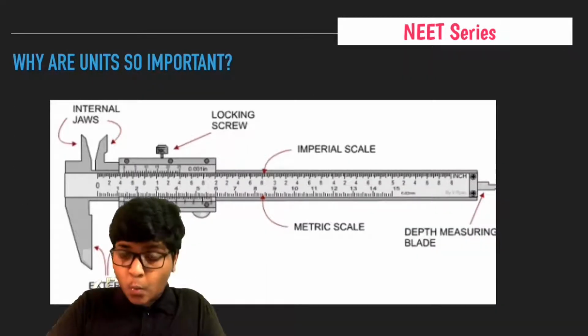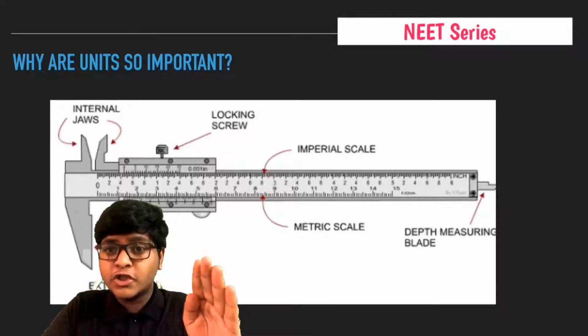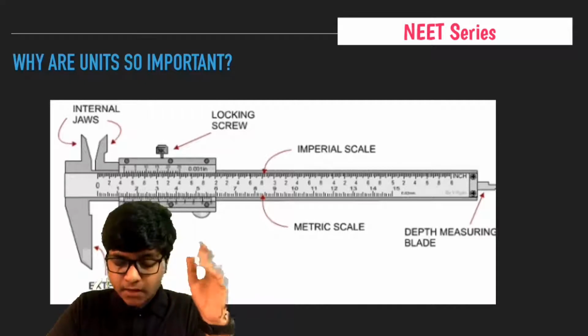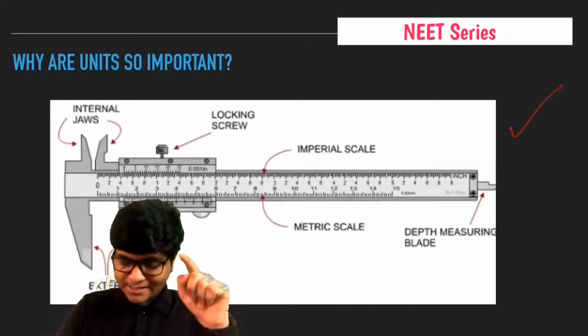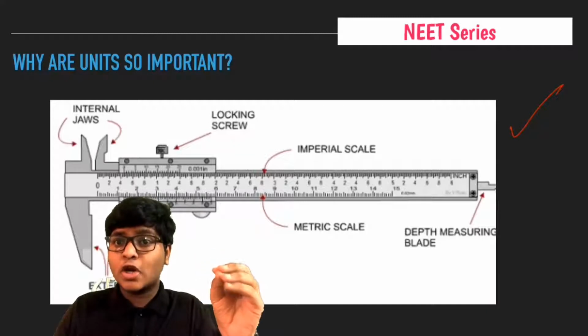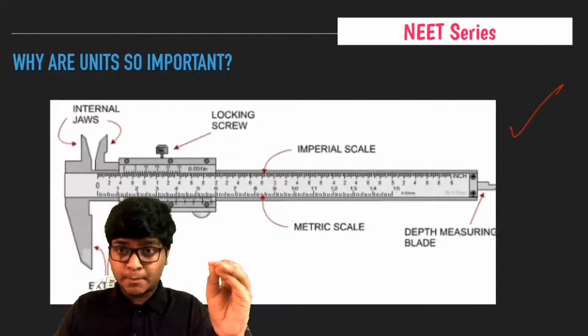Okay, so why are units so important? To minimize the confusion, we need units. As you can see here, there is a Vernier scale. It is also called Vernier calipers. So what is this Vernier calipers?